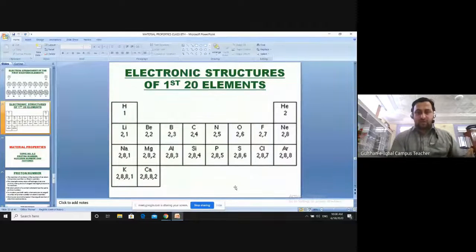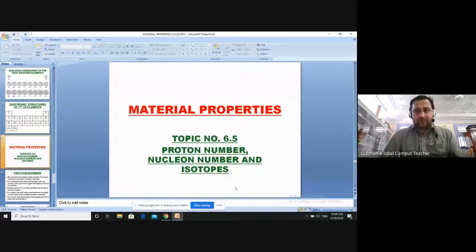Okay, now the next topic we are having is topic number 6.5. Most important topic it is. You have to understand it very well. In this topic we are going to study proton number, nucleon number, and isotopes. There are three things we are going to discuss in this topic. Number one is proton number. Number two is nucleon number, and number three is isotopes.